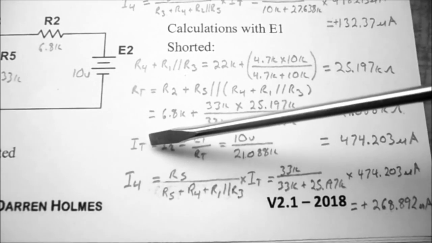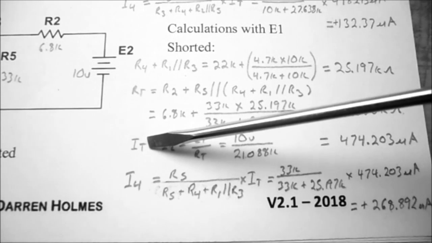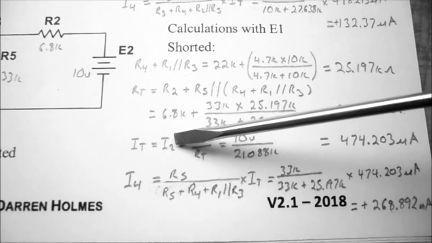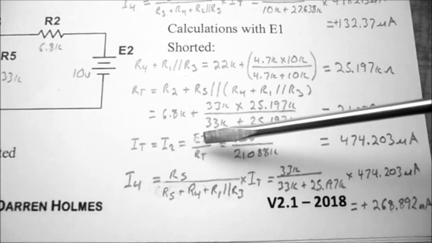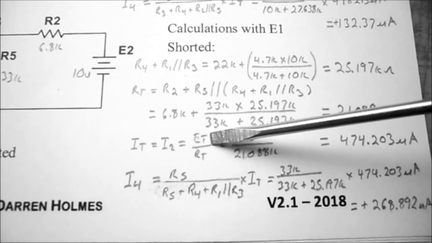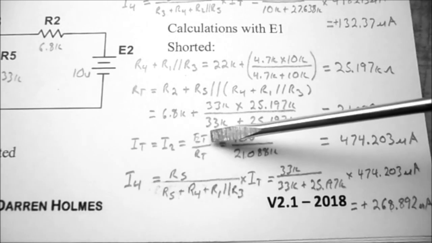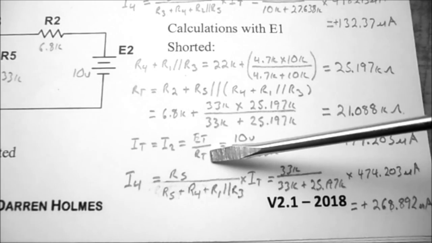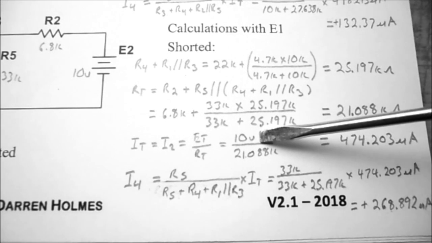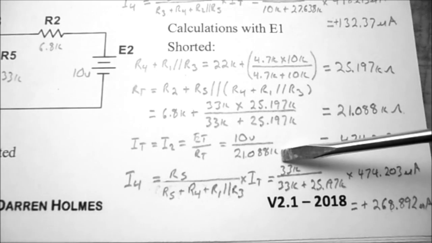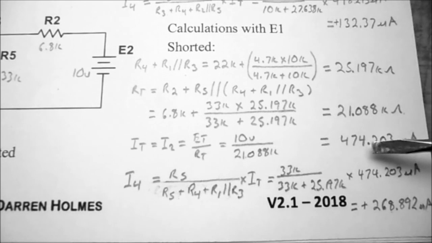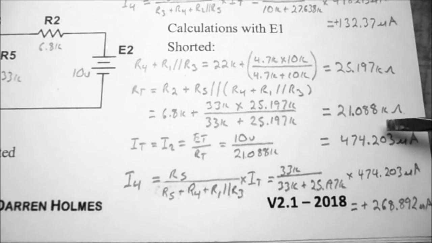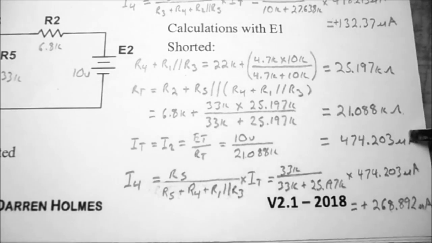My next step is to find the total current, IT, which is also the current flowing through resistor 2, so that is I2. So this is going to be equal to ET divided by RT. So our applied voltage is 10 volts divided by our total resistance of 21.088K ohms. And that's equal to 474.203 microamps.